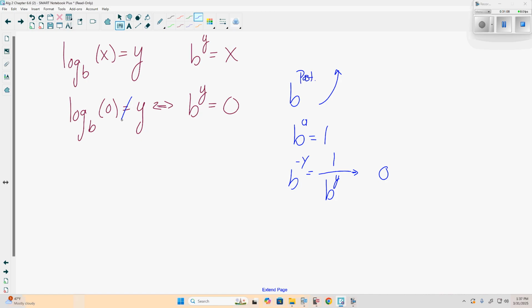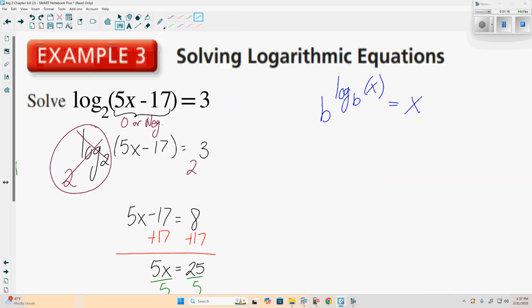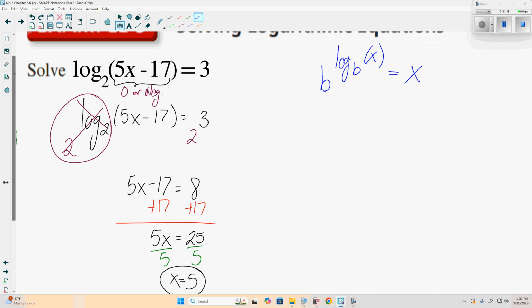But if you also notice with this here, in all 3 cases, the numbers were positive. They were never negative. We can't have a 0 or negative inside the logarithm. So if any value of x would make 5x minus 17 be 0 or negative, we have to throw that solution out. But 5 works just fine.